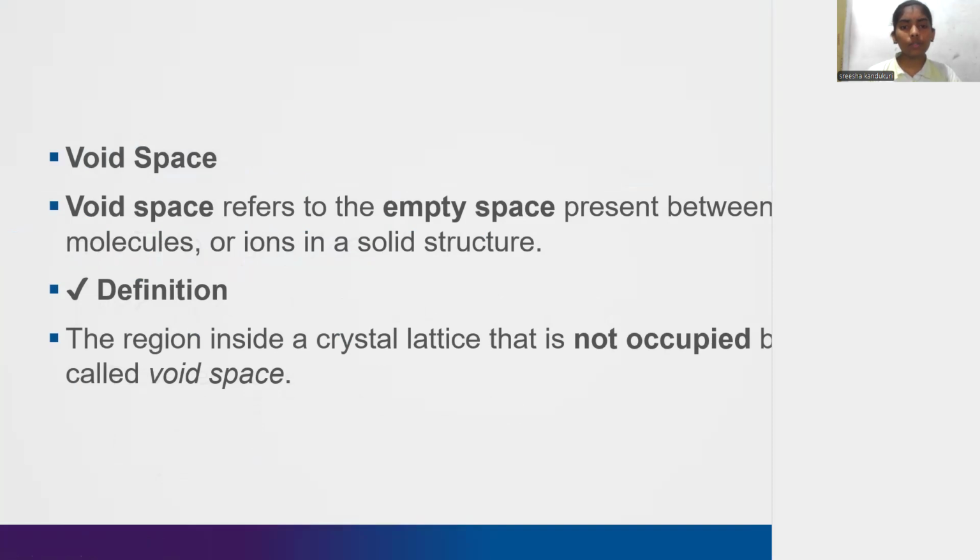Void space refers to the empty space present in between the particles or molecules or ions in a solid structure. The region inside a crystal lattice that is not occupied by any molecules, ions or particles is called void space. So this is the definition of void space.